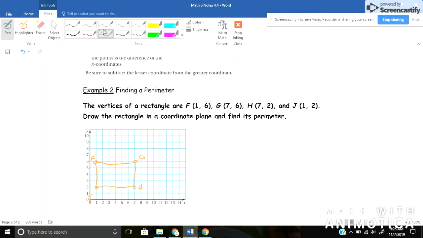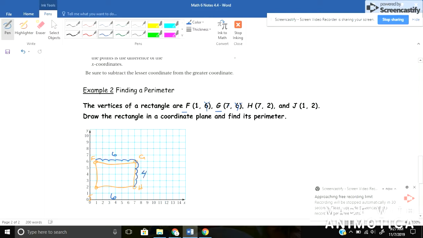Remember, perimeter is the distance around the outside of something. Okay, so here I've got 1, 2, 3, 4, 5, 6 for my length. And notice from F to G, my y-coordinates are the same. They're both 6. If I just took 7 and subtracted 1, I would come up with that length of 6. So this would have to be 6 on the bottom as well. And then I could do G to H. I'd have 1, 2, 3, 4 units.